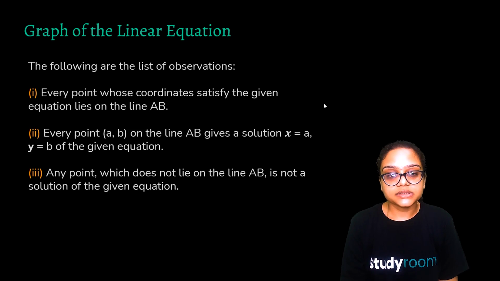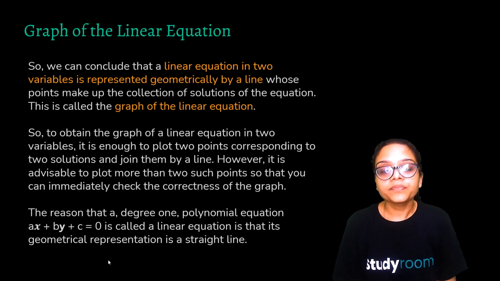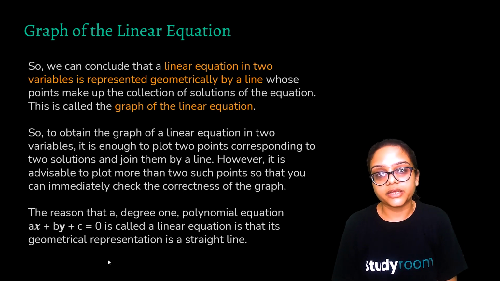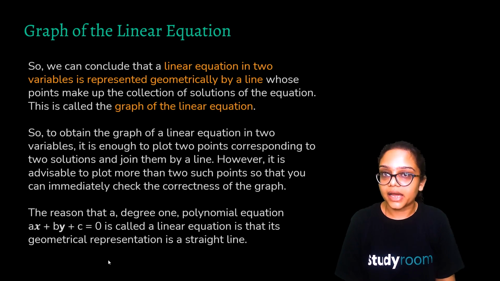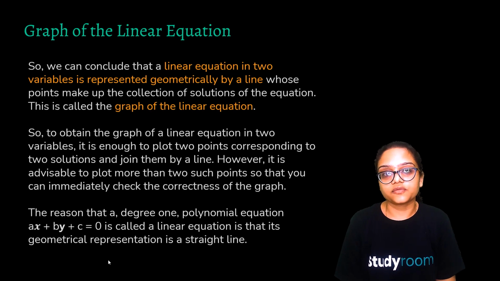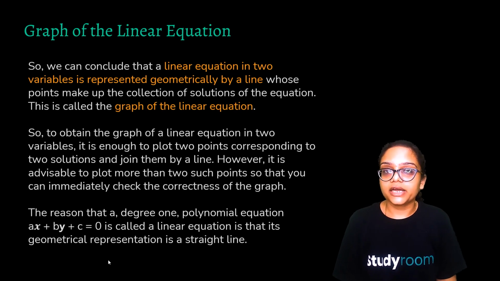So we can state that when we draw the graph, the points of the line are known as the solutions. We can conclude that a linear equation in two variables is represented geometrically by a line, whose points make up the collection of solutions of the equation, and this is called the graph of the linear equation. To graph it, it is enough to plot 2 points corresponding to solutions and join them by a line. However, it is advisable to find more solutions so that you end up with a clean line and do not have any errors.